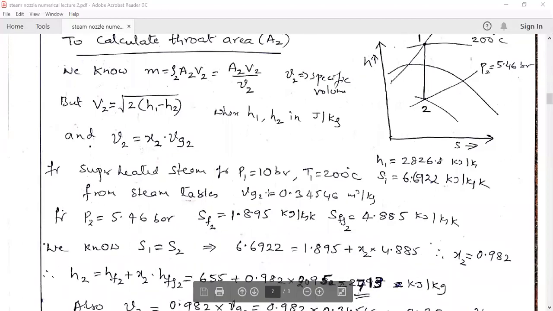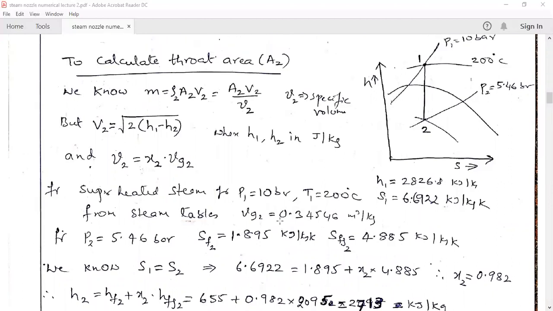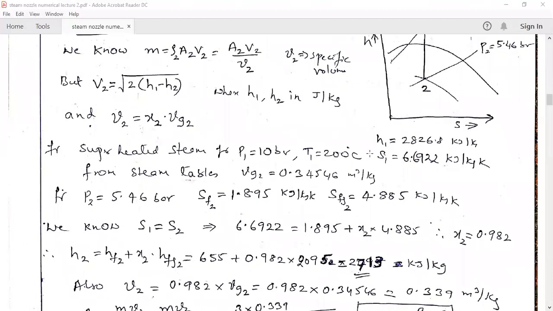Okay, now let us solve this problem using steam tables. For superheated steam with P1 10 bar and T1 200 degrees centigrade, go to the superheated steam table and get the values of h1 and s1. Also from steam tables, get the values of sf2, sfg2 and vg2 for the pressure 5.46 bar.